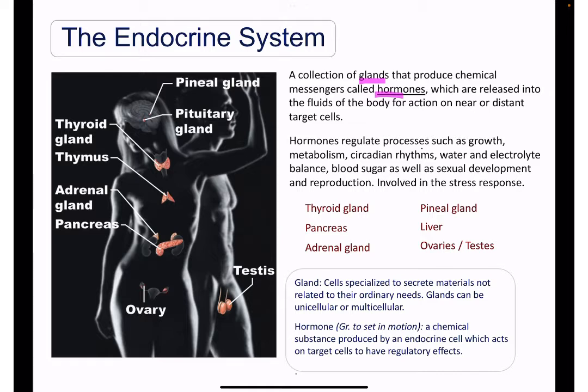And some of the processes that these hormones are going to be involved in regulating include processes such as growth, metabolism, circadian rhythms, which is our 24-hour sleep-wake cycles, water and electrolyte balance, blood sugar, reproduction, as well as the stress response, both short and long-term stress.